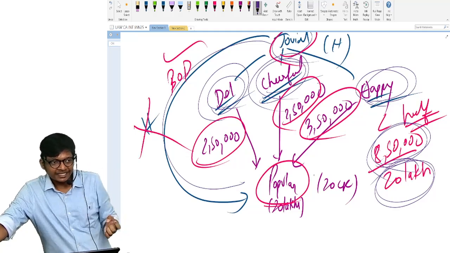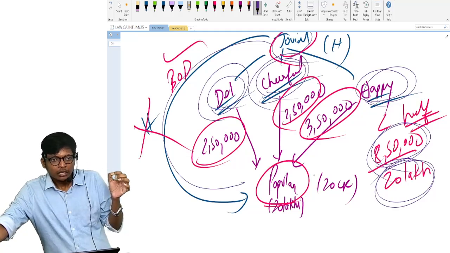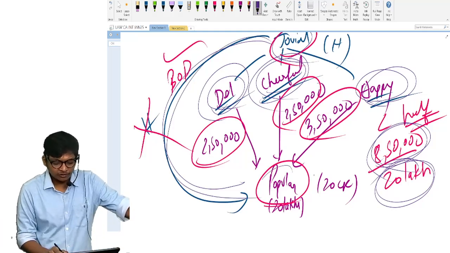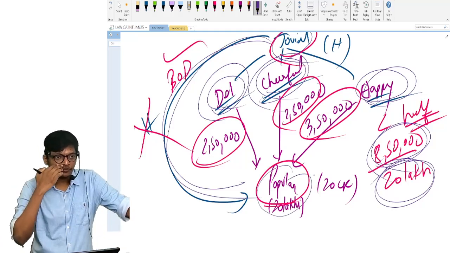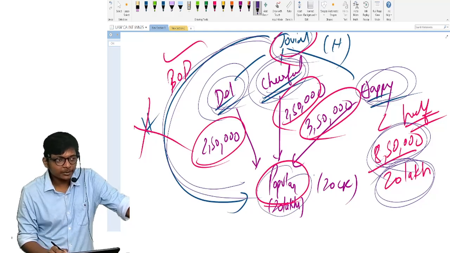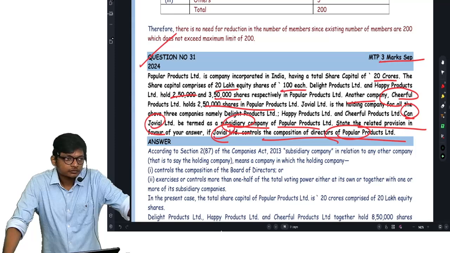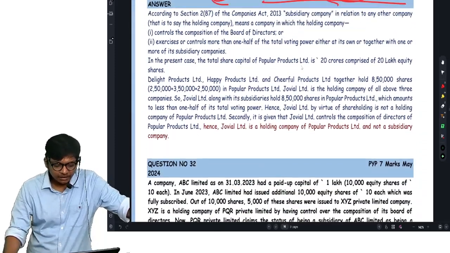Case 1. Second paragraph, Case 2. If Jovial Limited controls the composition of board of directors of Popular as per the definition of holding and subsidiary, Jovial will become holding of Popular Limited. That's it. Are you understanding, guys? Clear? Look at this analysis.